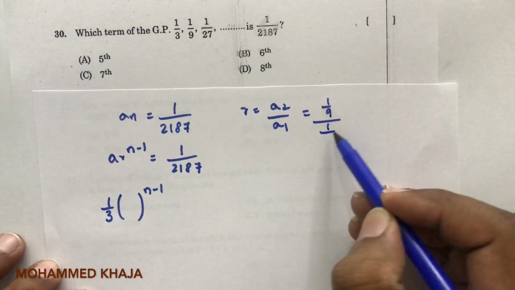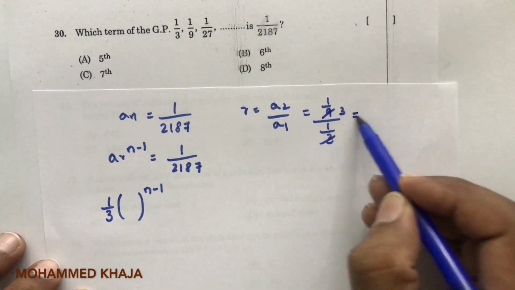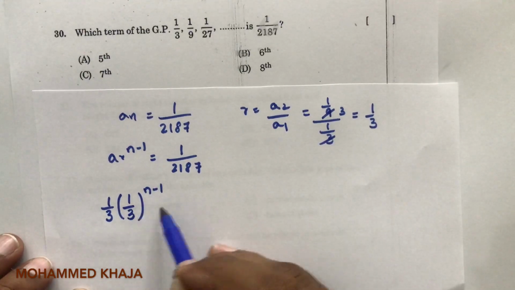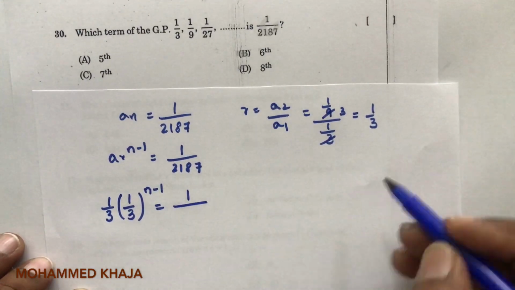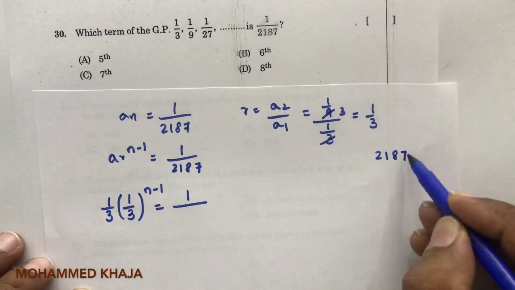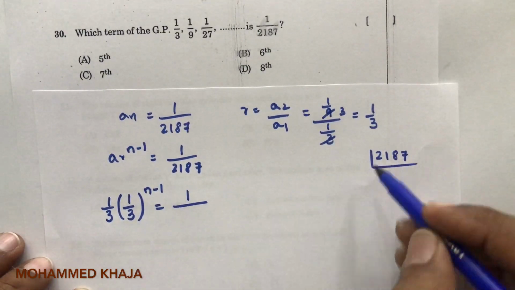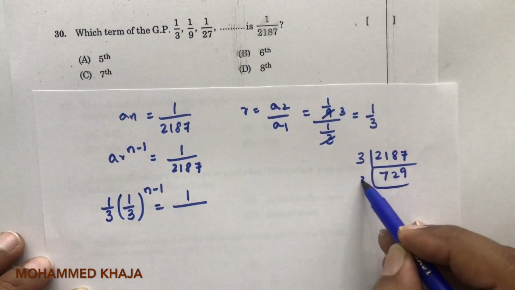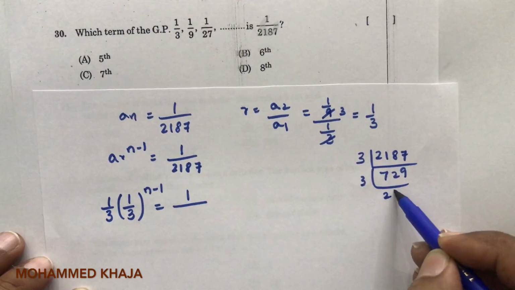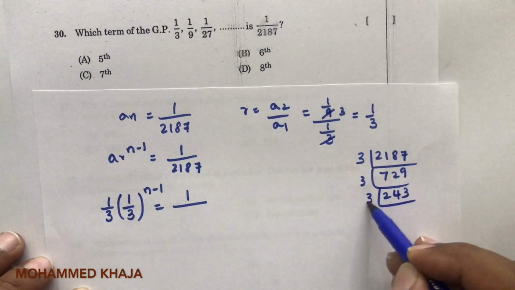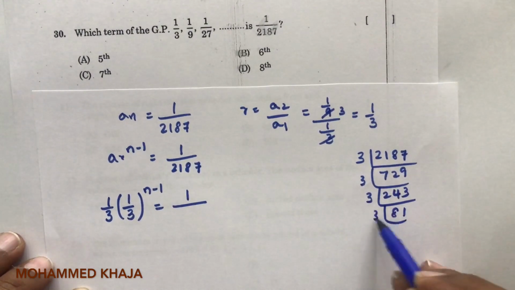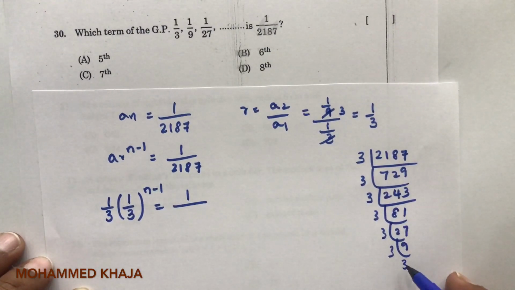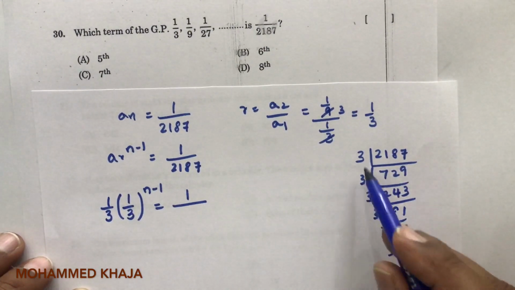1 by 9 divided by 1 by 3. 3 times 1, 3 times 3. So we'll get 1 by 3. So here the common ratio 1 by 3, and a_n equals 1 by 2187. 2187, right, in terms of 3: 3 times 729, 3 times 243, 3 times 81, 3 times 27, 3 times 9, 3 times 3. So 1, 2, 3, 4, 5, 6, 7.